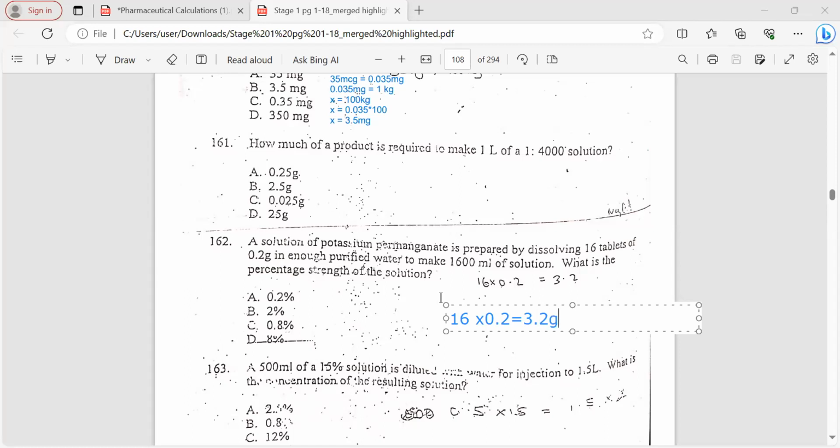So 3.2 grams. Then this 3.2 grams is in 1,600 mLs. But sisi tunataka in 100 ml because percentage strength, we've said it's that gram in 100. So what about in 100 mLs? So inakuwa 3.2 times 100 divided by 1,600.